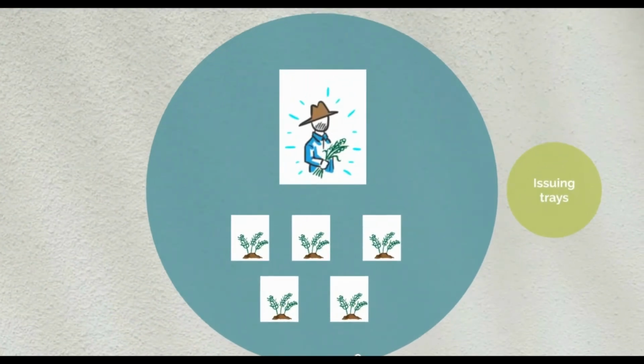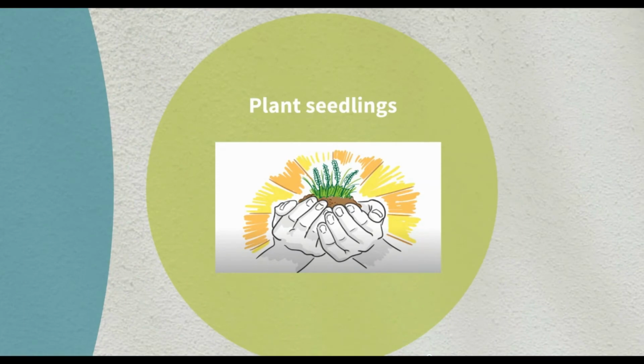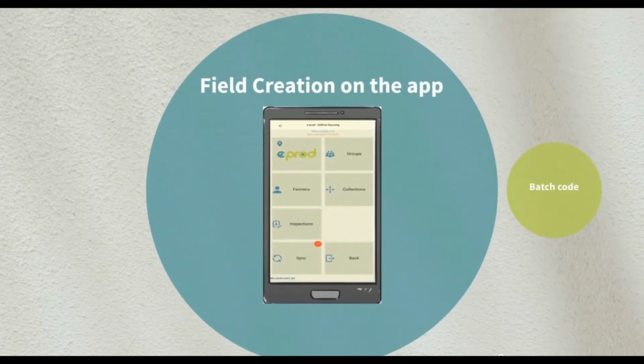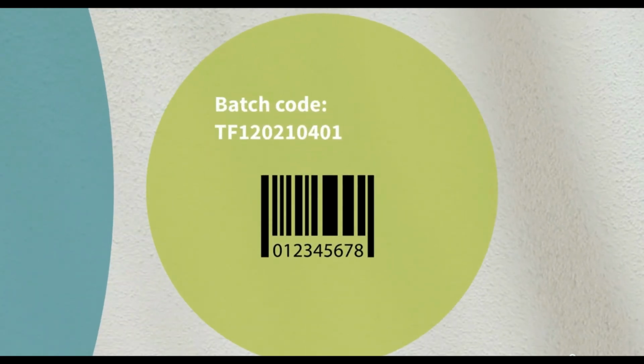Henry delivers these trays to a farmer. Payment can be made against a loan or in cash. The farmer plants the seedlings. A field is created by Henry on the mobile app. He fills in the details, including the traceability code. The traceability code assigned to the field links to the batch code of the seedlings assigned to the farmer.